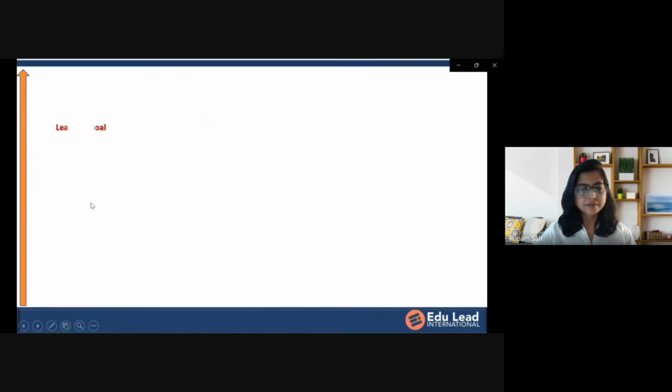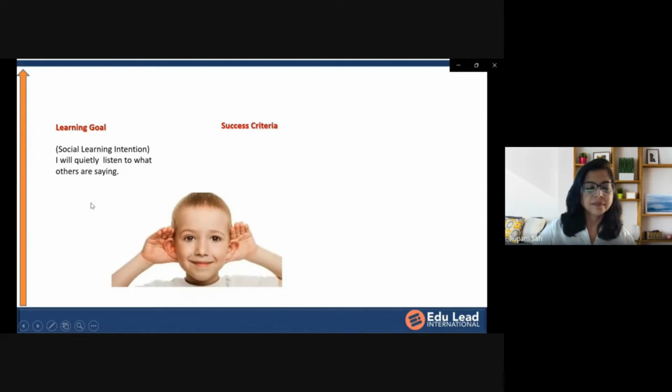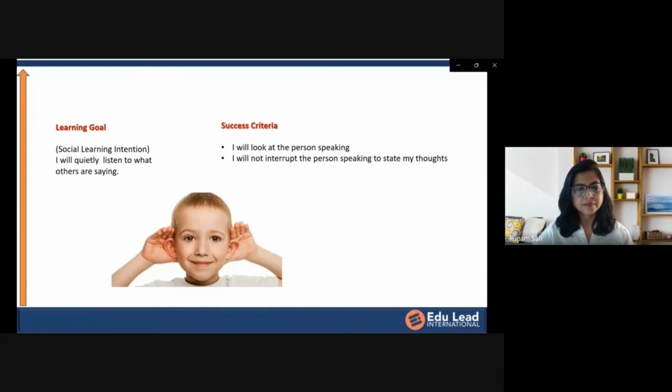Let's have a look at one of the social learning intentions. This is, I will quietly listen to what others are saying. So the success criteria could be, I look at the person speaking. I will not interrupt the person speaking to state my thoughts. I will politely ask questions for clarity. So here we are providing them with all the important things which they should be looking for if they have to achieve this learning goal.